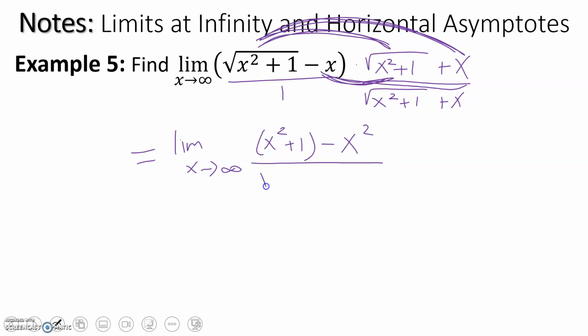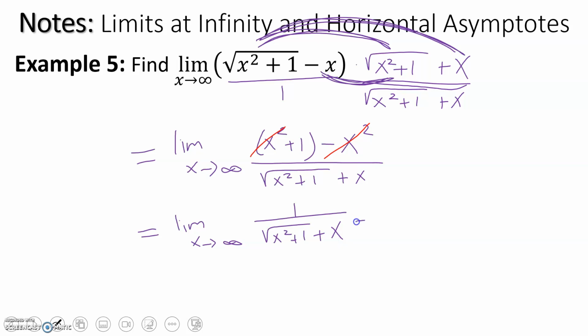All over root x squared plus 1 plus x. Now, simplifying this, we get the limit as x approaches infinity. The x squareds here in the numerator are going to cancel. So we are left with 1 in the numerator over the square root of x squared plus 1 plus x. And now we're going to essentially do the same thing we did before. So divide everything by x.